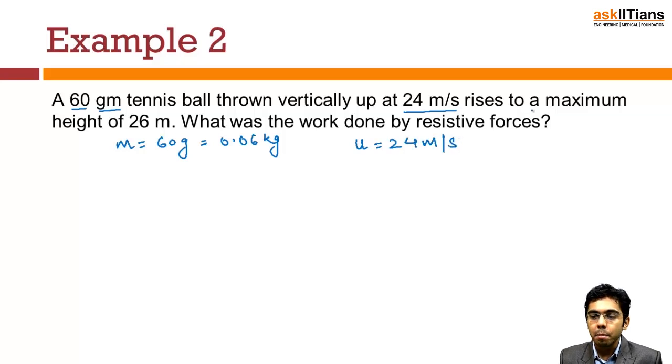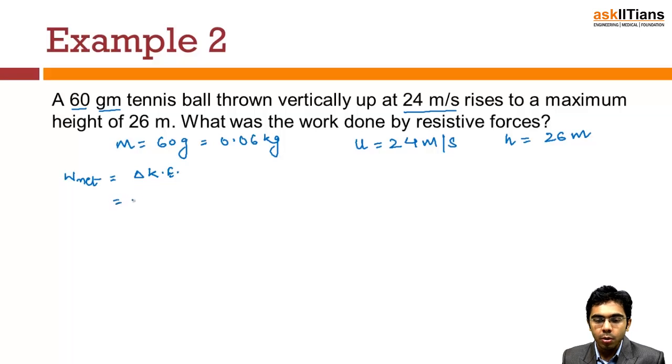Now it rises to a maximum height, which is given to us as 26 meters. Now what was the work done by the resistive force? Since we have this, we can apply the same formula, that net work done is equal to the change in kinetic energy.